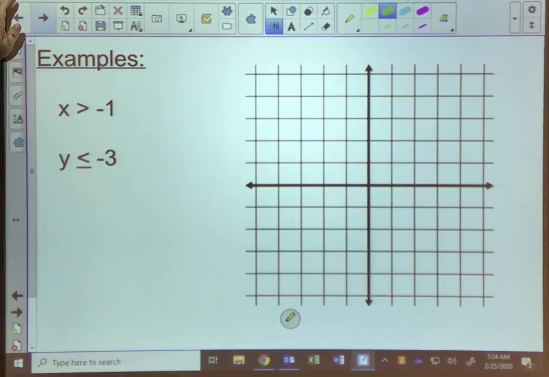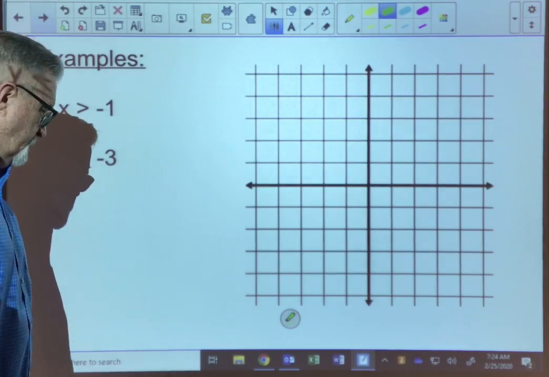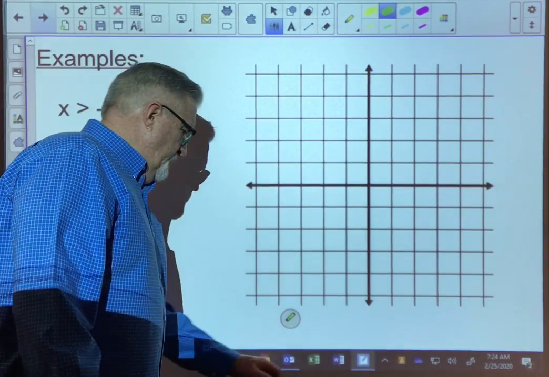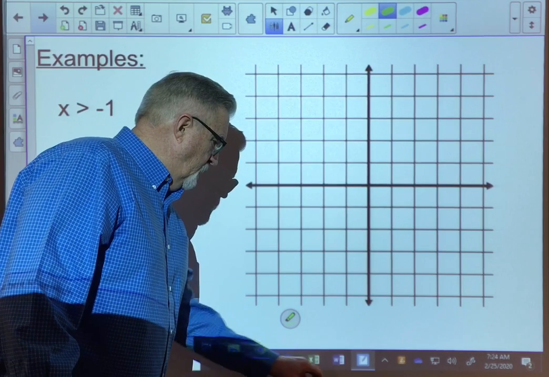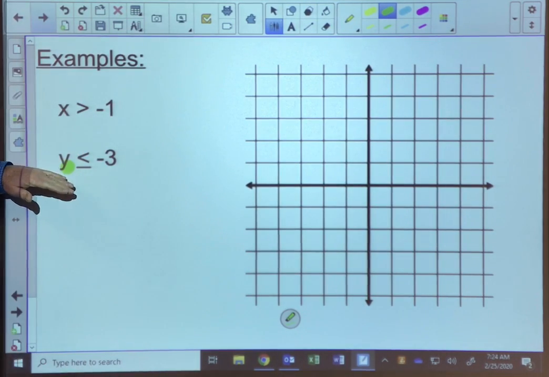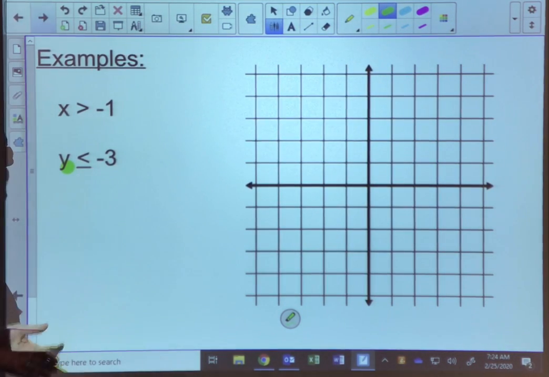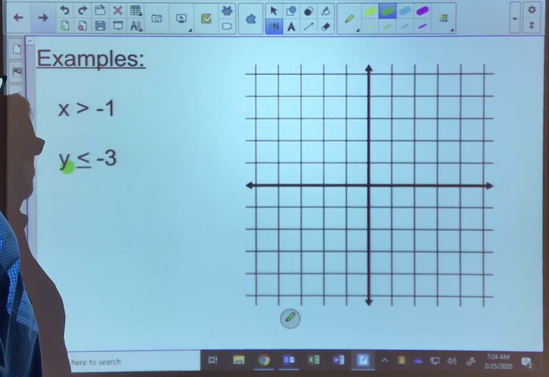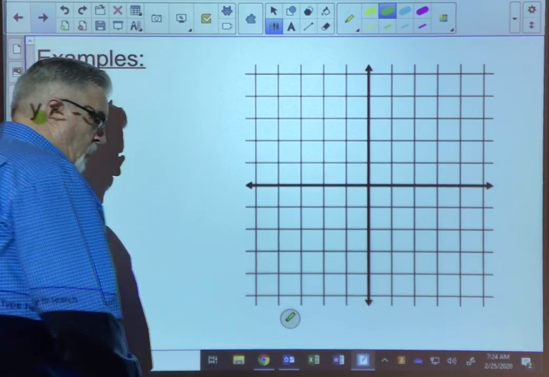One last one. These two are unique examples, I guess, or they're not in slope-intercept form. Well, I guess the lower one is in slope-intercept form. But this one just says y is greater than negative 1. That means x. X is always going to be greater than negative 1. Doesn't matter what y is.